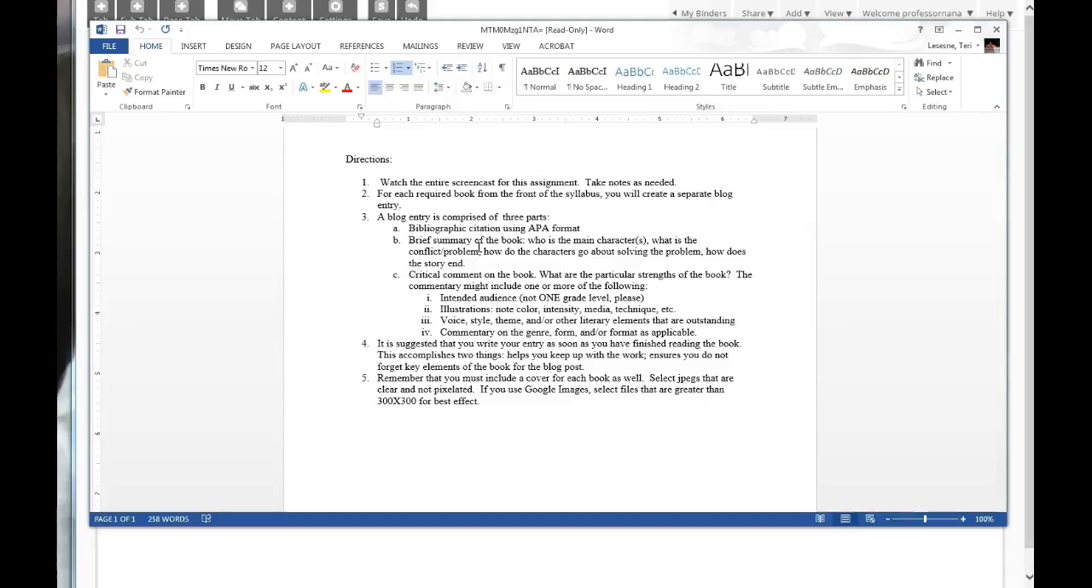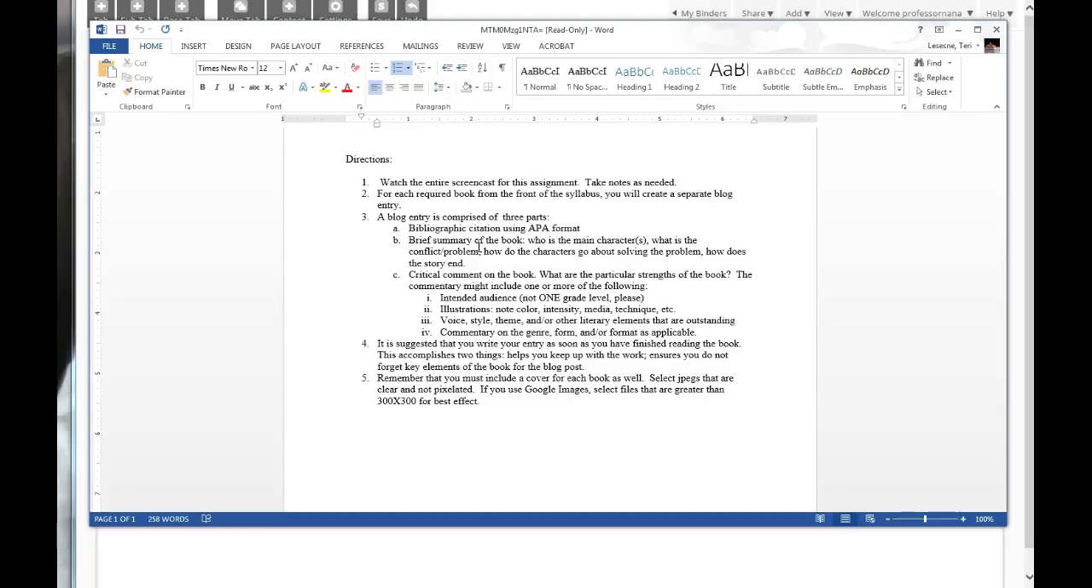The second is a brief summary of the book, and if it's fiction, it should answer the questions: who's the main character? What's the conflict or problem? How do the characters go about solving the problem? And how does the story end? Remember, this is for an assignment. You might not normally include in your annotation how the story ends because you want kids to read the book. But in this case, you're proving to me you did read the book. So that's why that final piece is there.